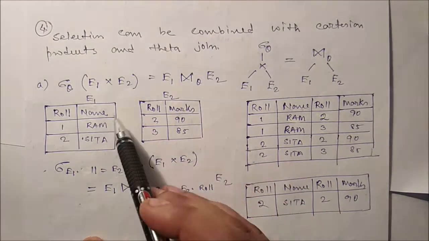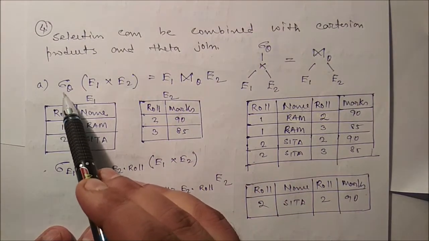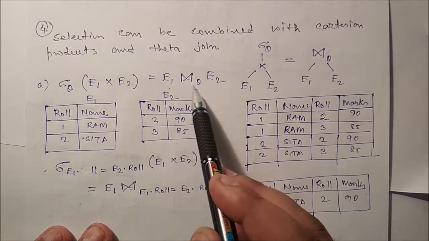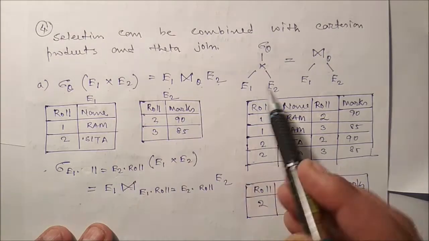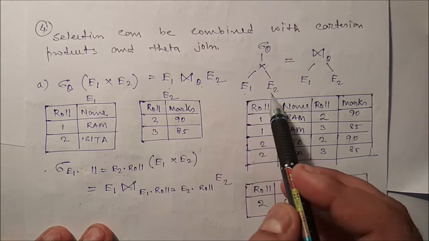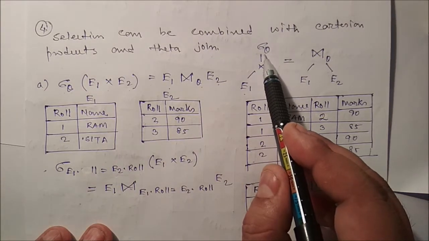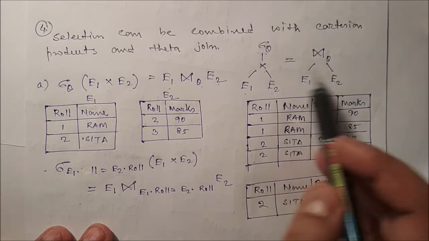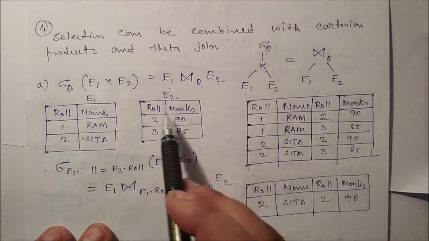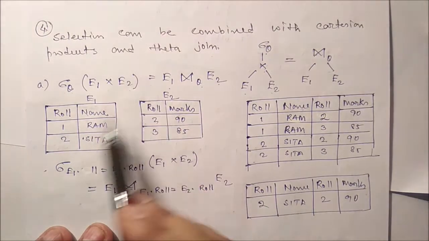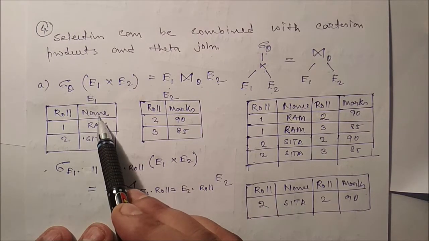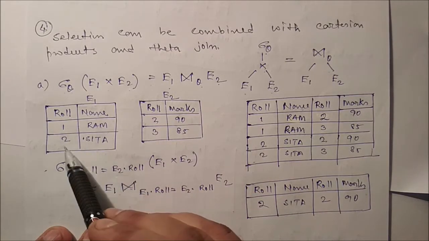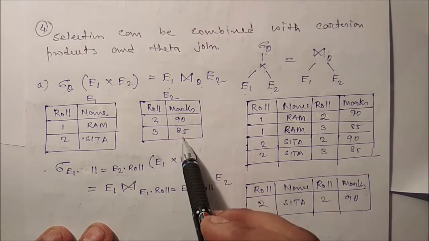Now we can see here selection theta E1 Cartesian product E2 is equal to E1 theta join E2. That means here we may first apply the Cartesian product of E1 and E2, then the selection condition, or directly apply the theta join. Obviously both are equivalent, as you have already seen. So we have two tables, E1 and E2. In E1 roll number and names are there, in E2 roll number and marks are there. So roll number 1 Ram, 2 Sita, 2 90, 3 85.